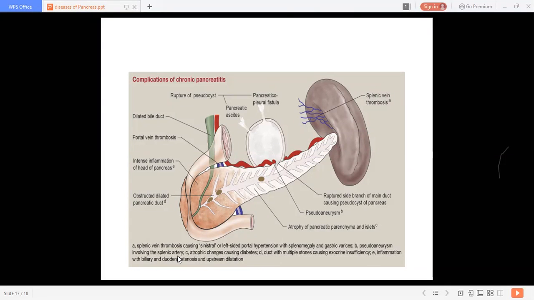Then atrophic changes of this parenchyma and the islets will give rise to diabetes. Okay. Then duct with multiple stones causing exocrine insufficiency. And lastly, inflammation with biliary and duodenal stenosis and upstream dilatation. So this biliary and duodenal stenosis will give rise to upstream dilatation. That is, the organs they supply also get dilated. Okay, so this is all about the complications of chronic pancreatitis.